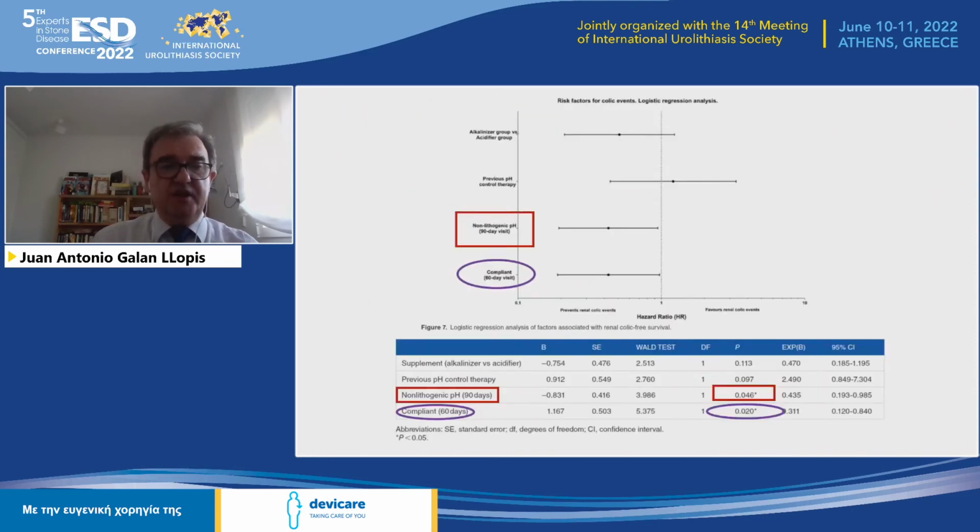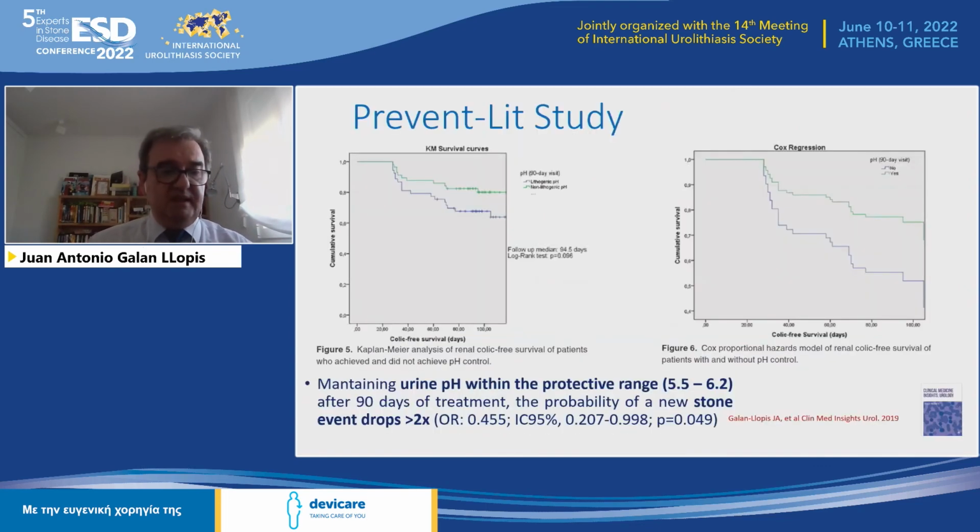Moreover, a causal regression model indicated that non-lithogenic pH at 90 days and compliance at 60 days were independently associated with colic complaints-free survival. So that means that the probability of new stone events dropped more than twice.